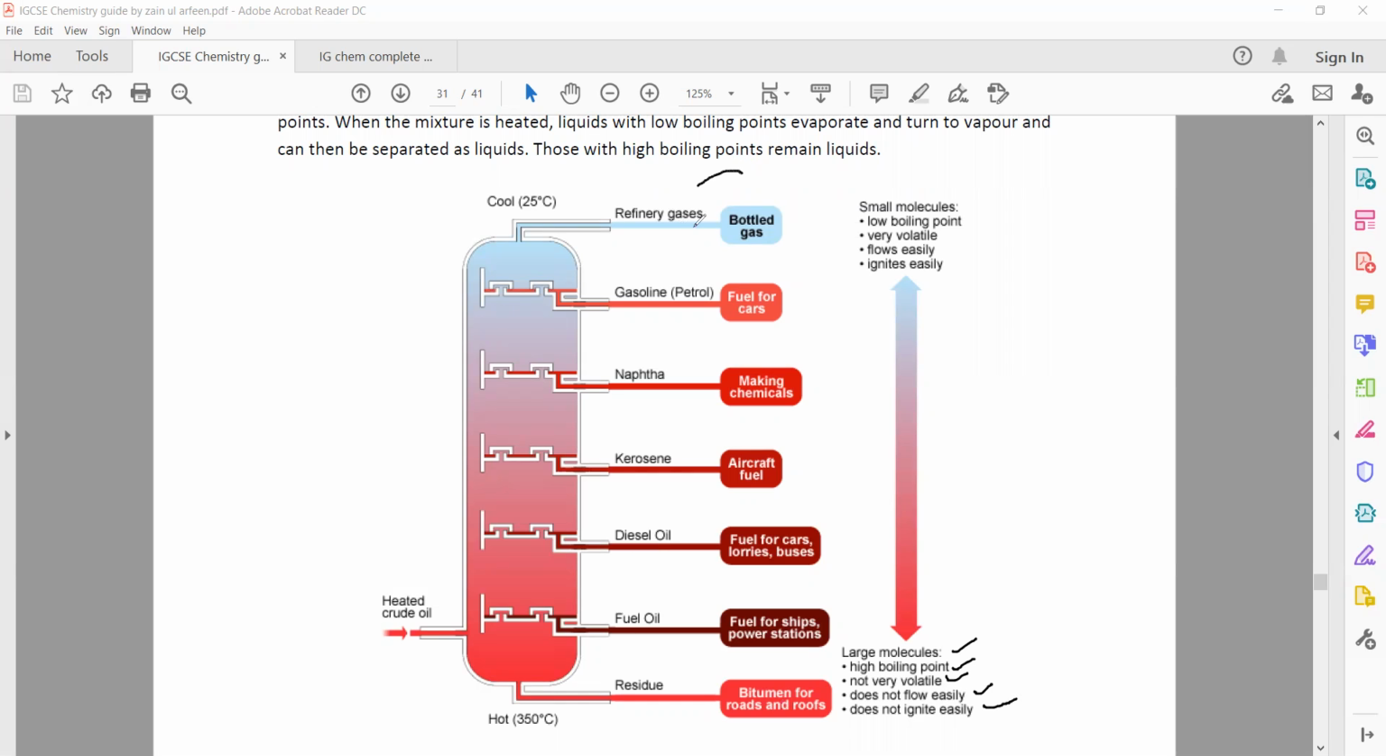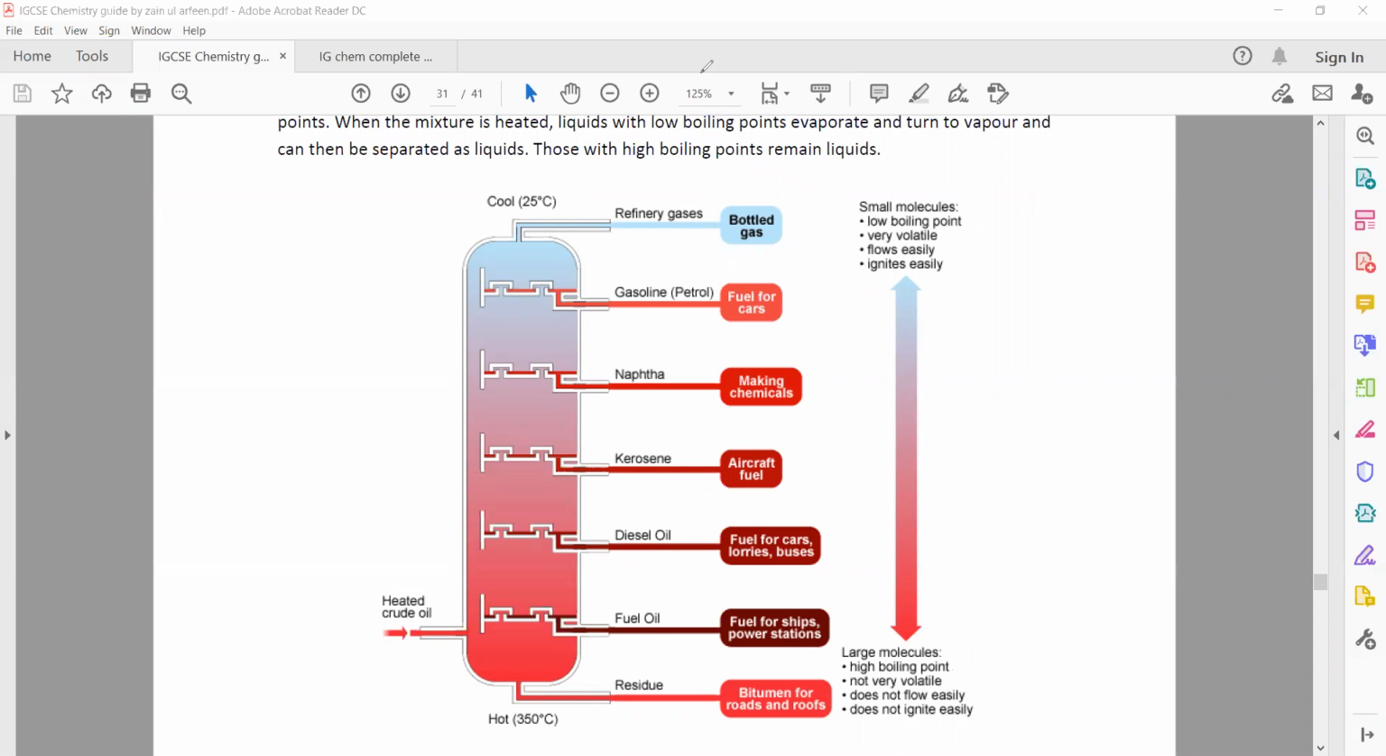But the fractions which you obtain at the top, because they have small molecules, have low boiling points and are volatile. Volatile means they can easily convert into vapor. With a small number of carbons, they can flow easily and you can burn them easily. Any doubt in this fractional distillation of crude oil?